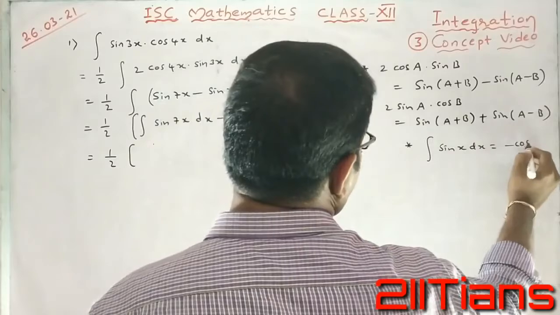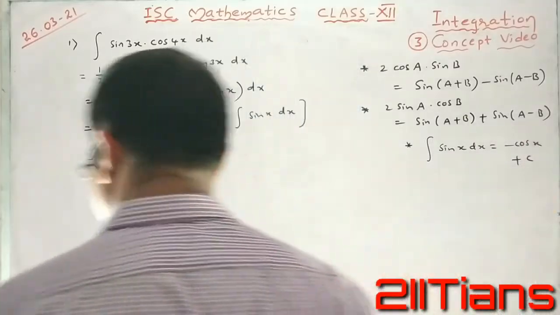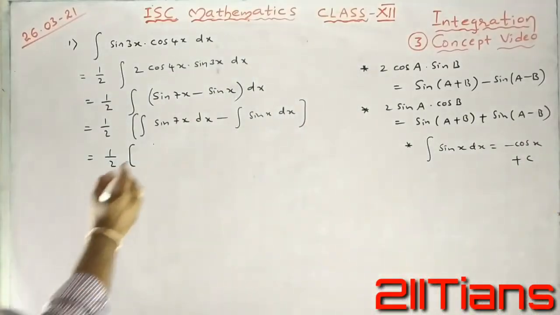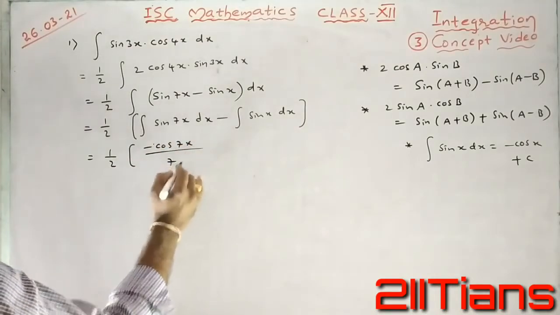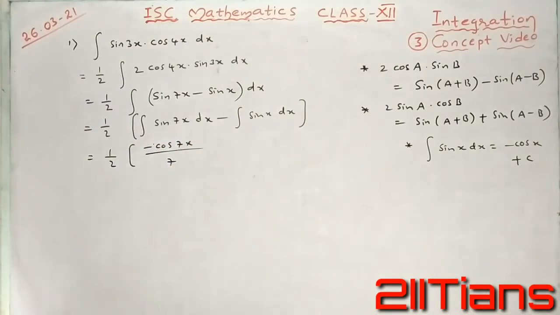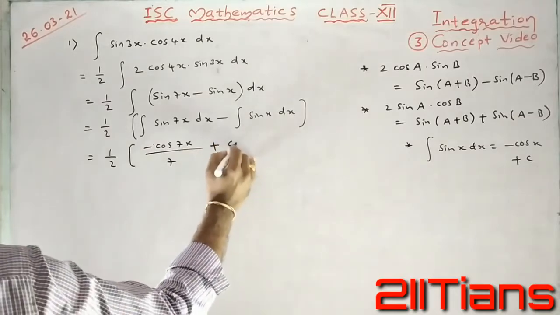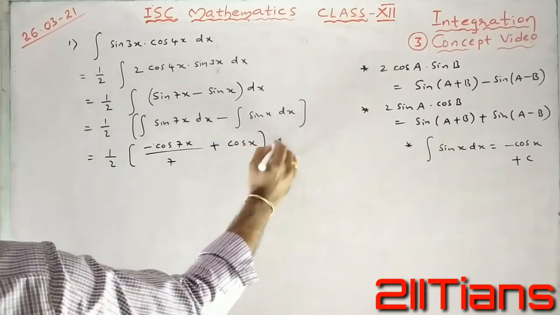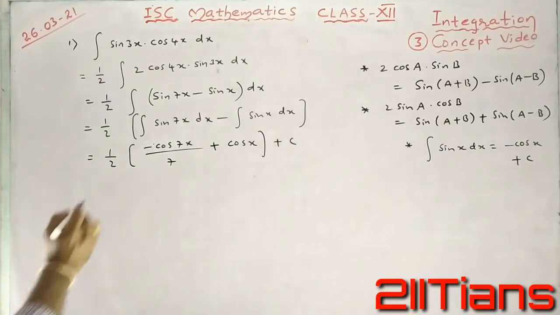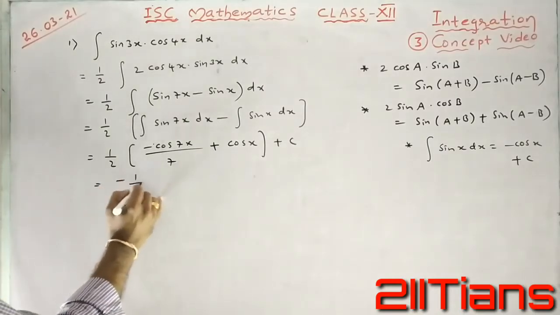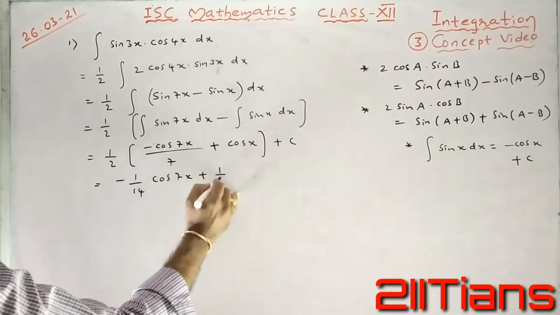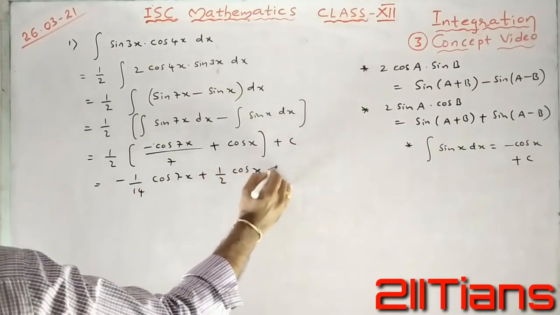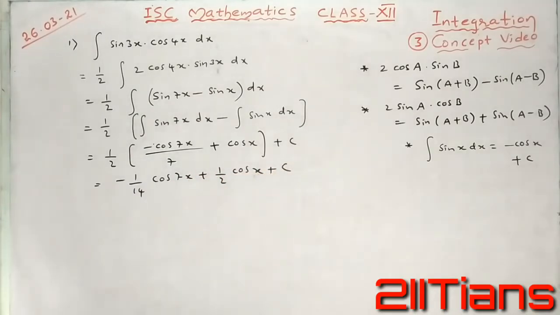Minus cos x plus c. So we can write that minus cos of 7x upon 7. The x coefficient should be written in the denominator. So plus cos x, this will be, no coefficient. So that is the final answer. Minus 1 by 7 2s are 14 cos 7x plus 1 by 2 times cos x plus c, right?